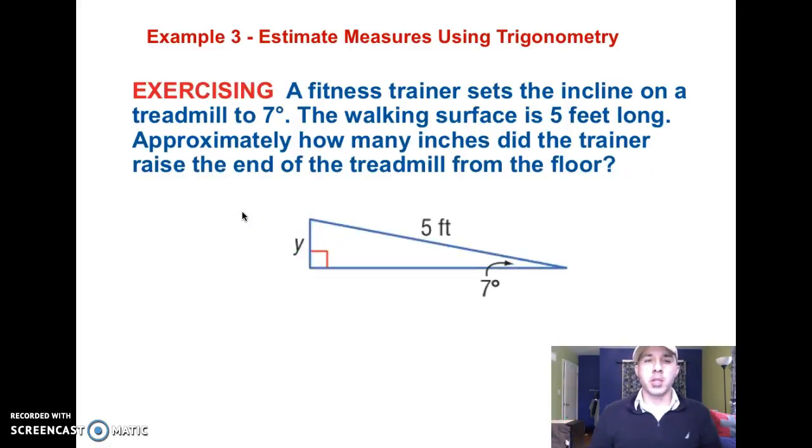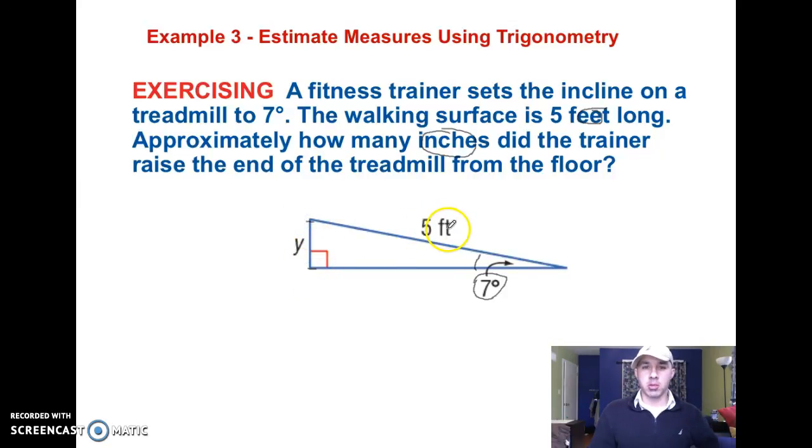Good morning, this is Mr. Cranier. Benchmark 23, example number 3. This is estimating measures using trigonometry. The problem states, a fitness trainer sets the incline on a treadmill to 7 degrees. So here goes my 7 degrees. This is the angle that we're going to use. The walking surface is 5 feet long. So this is our walking surface, 5 feet long. Approximately how many inches did the trainer raise the end of the treadmill? So this is the end of the treadmill.